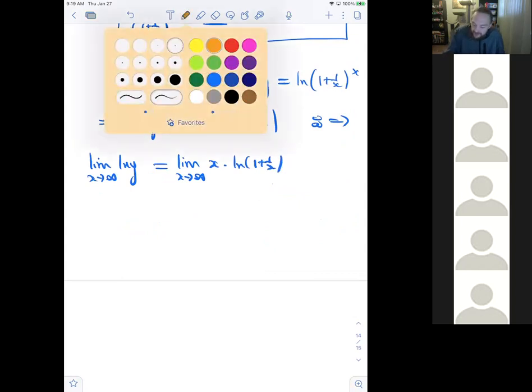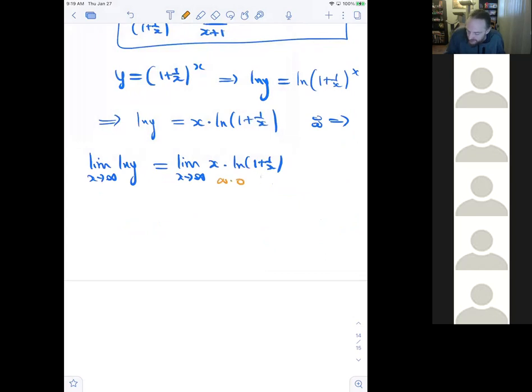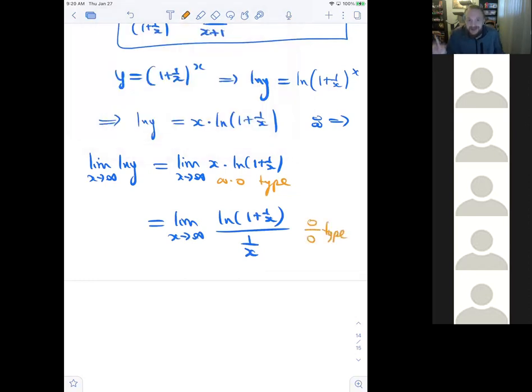This is now 0 times infinity type. So I can do 1 over whichever one I want. I'm not going to do 1 over log plus 1 over it, so I'm going to do 1 over x. This is equal to the limit as x approaches infinity of log 1 plus 1 over x over 1 over x. That's just using the clever trick of 1 over. Now, this is specifically 0 over 0 type. Therefore, I can use L'Hospital's rule to take the derivative.